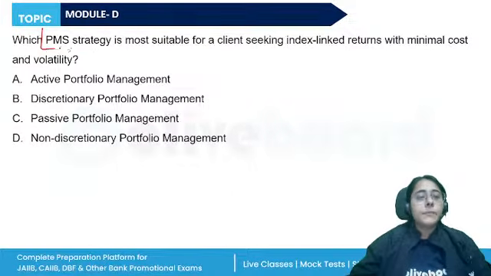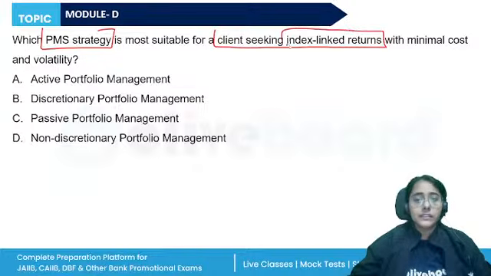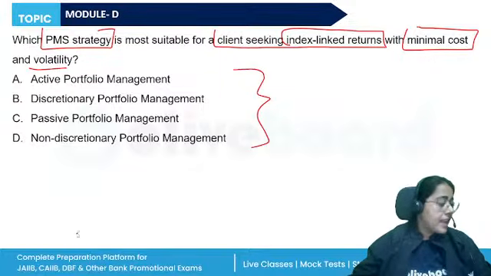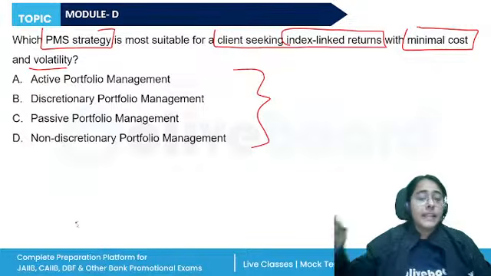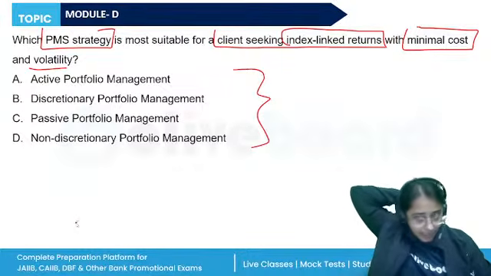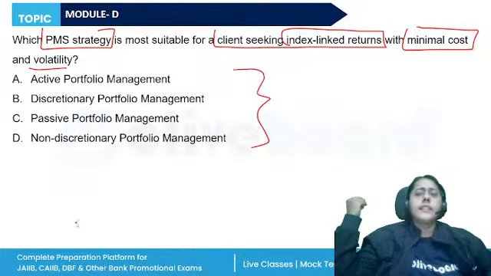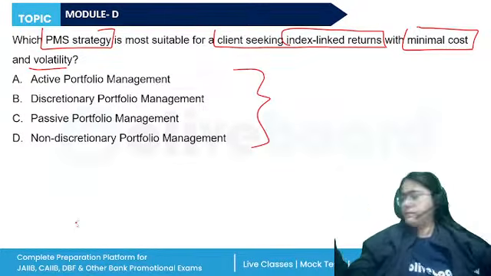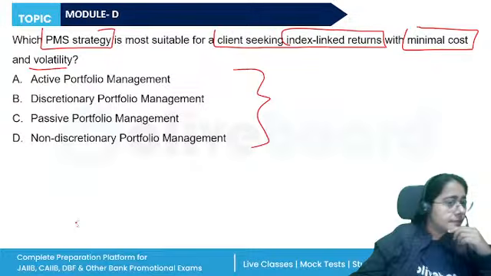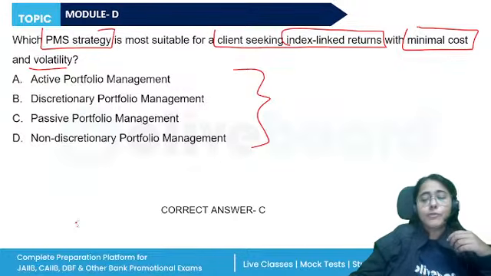Which portfolio management strategy is most suitable for a client seeking index linked returns with minimal cost and volatility? There are four types of portfolio management strategies. In which portfolio management is there index linked returns and minimal cost? What should be the correct answer? It is the passive portfolio management.